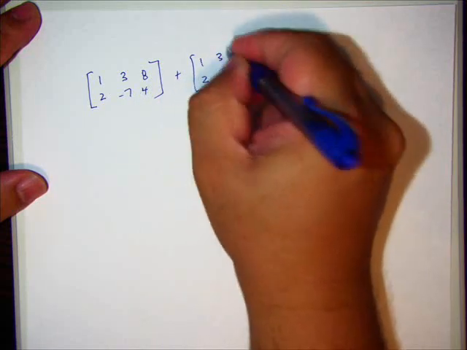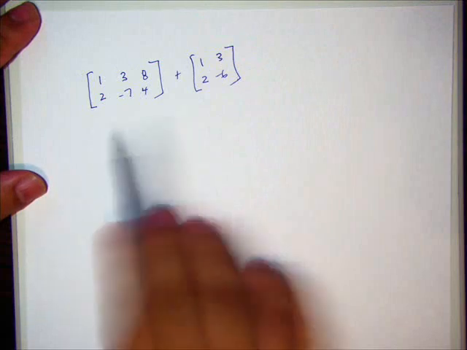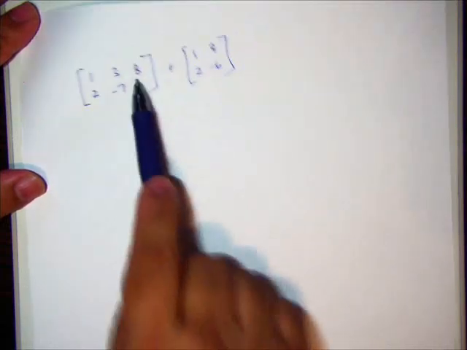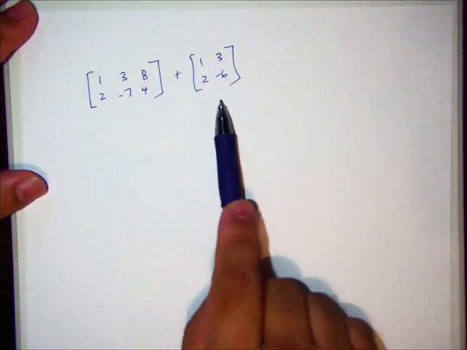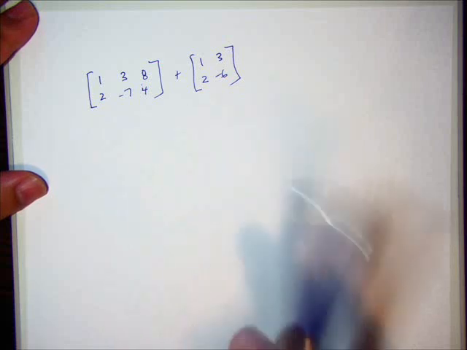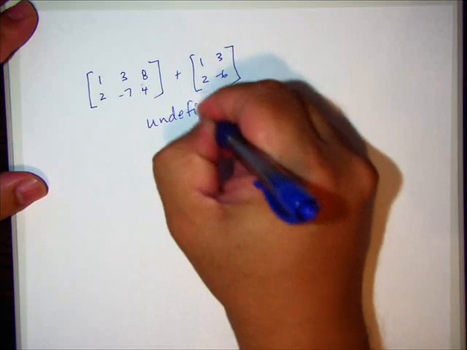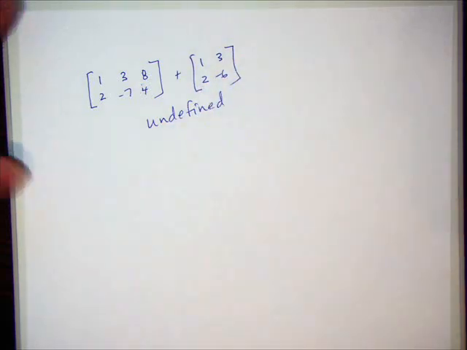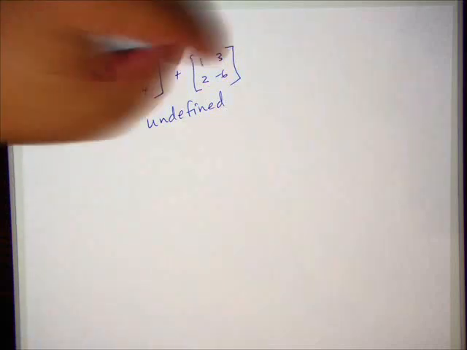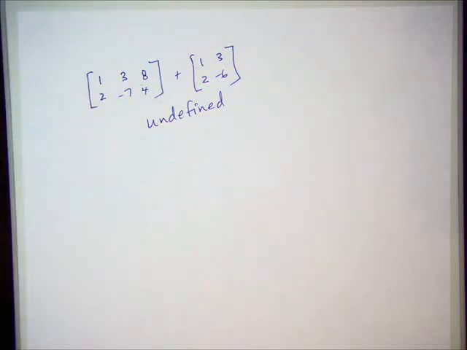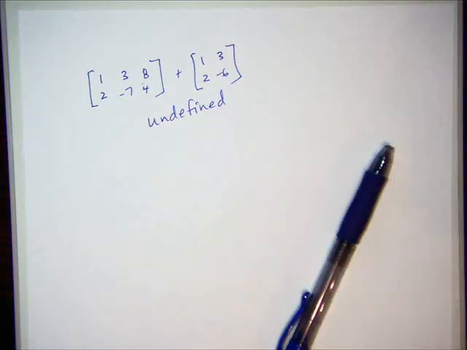Well, you can't add them. If two matrices have different dimensions, they cannot be added. So we simply say that this is undefined. This also goes for subtraction. You don't have to do anything. You just need to recognize that they have different dimensions and cannot be added, and you simply state undefined. That's it.